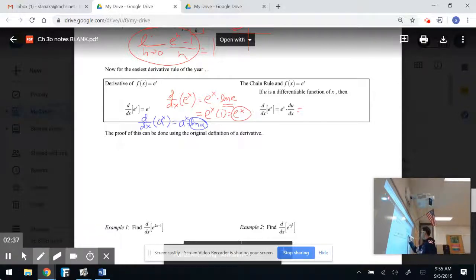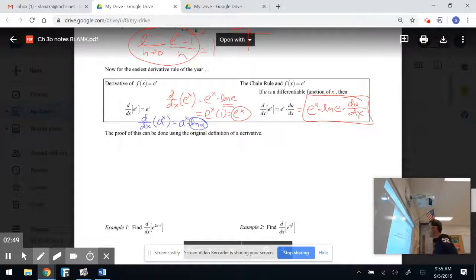Just like this one, it's technically e to the u times the natural log of e, and then, like anything, we have to chain, okay? So that's technically the formal definition. The proof of this can be done using the original definition of the derivative. So let's go ahead and do that.